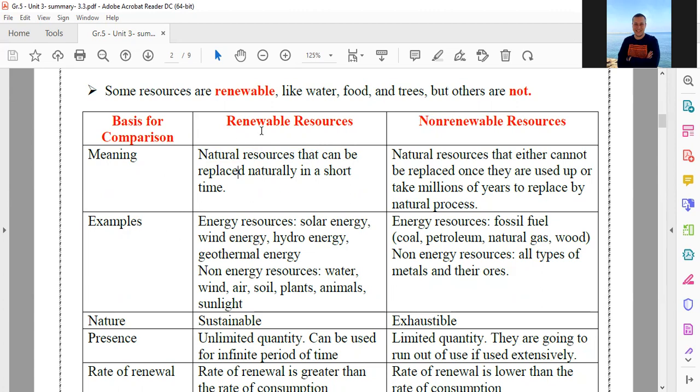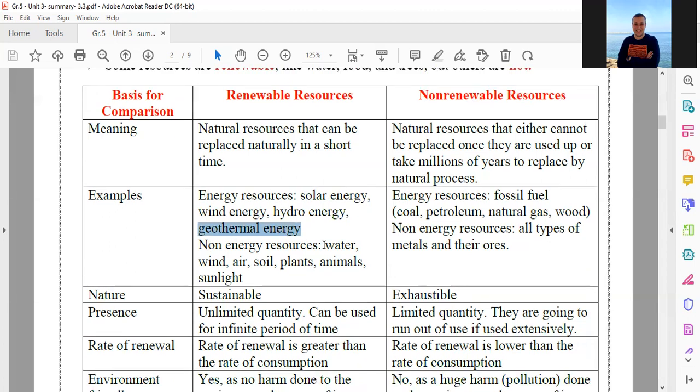Okay, examples of renewable resources: the energy sources like solar energy, wind energy, hydro energy, or the energy of the water, using the water to generate electricity, for example, and geothermal energy, using the heat of the ground itself in order to generate energy. The non-energy resources like water, wind, air, soil, plants, animals, and sunlight. All these are examples of renewable resources.